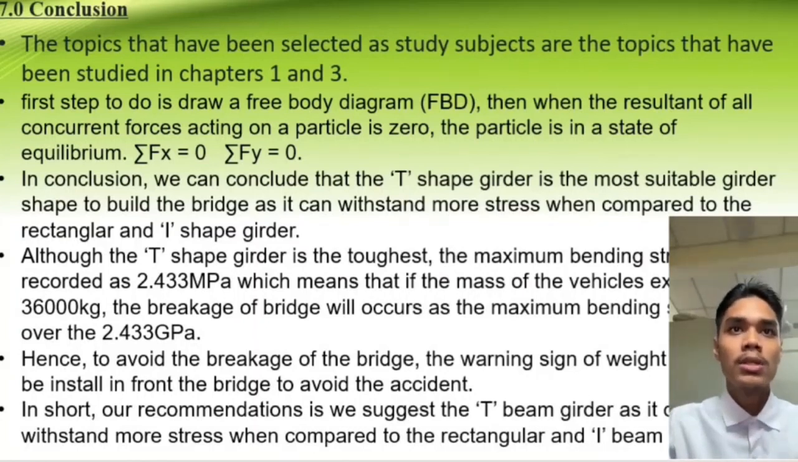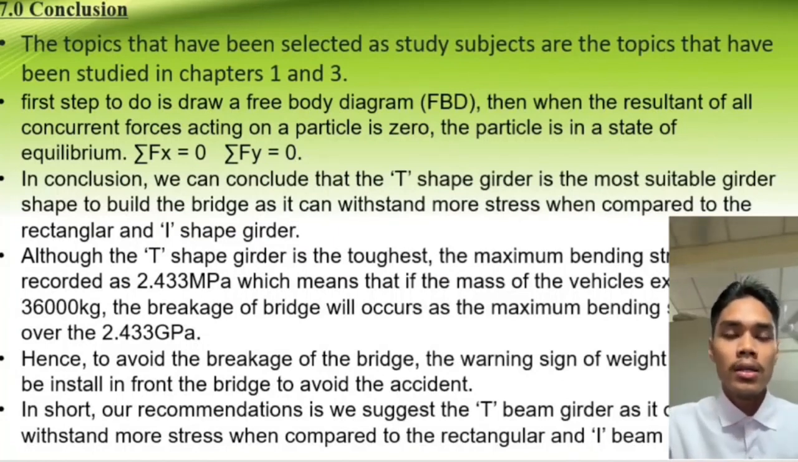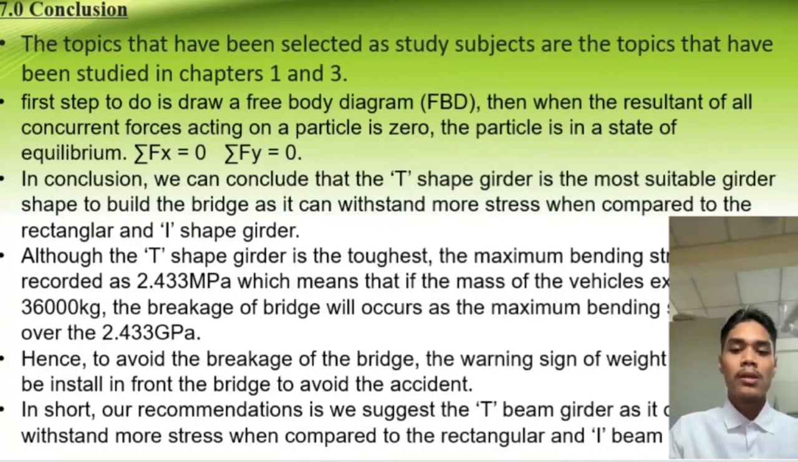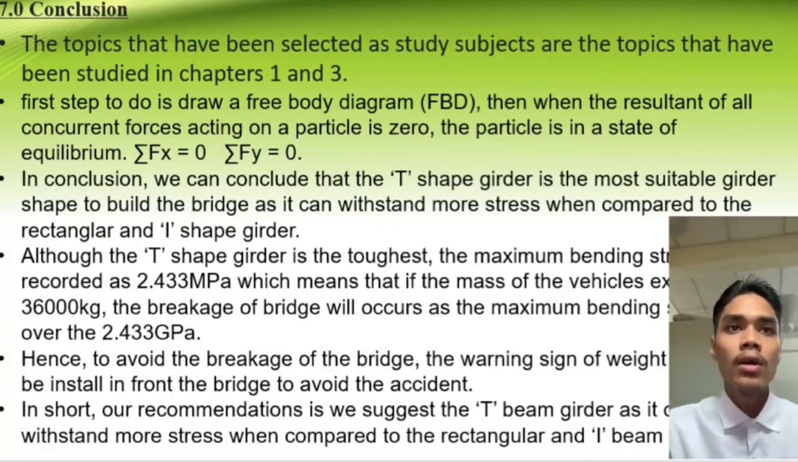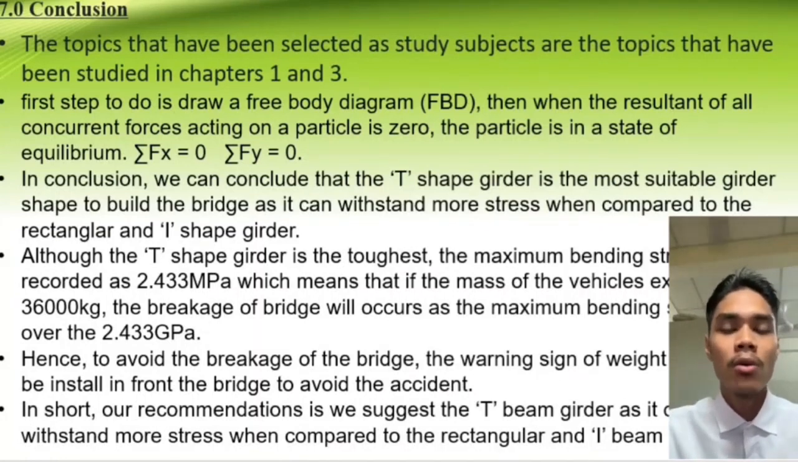Although the T-shaped girder is the best, the maximum bending stress is recorded as 2.433 MPa. Hence, to avoid breakage of it, a warning sign must be shown and installed. In short, our recommendation is that we suggest the T-beam girder as it can withstand more stress when compared to the others.